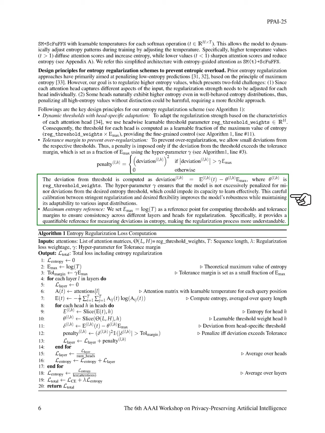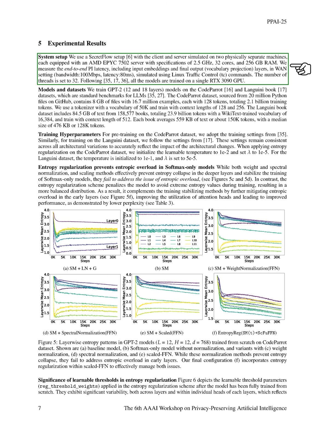Section: Experimental Results. In this section, we present our experimental results. We set up our experiments using a secret flow configuration, simulating the client and server on two separate machines, each with an AMD EPYC 7502 server featuring a 2.5 GHz processor, 32 cores, and 256 GB of RAM. We measured the total latency for processing, including input and output layers, in a wide area network setting with a bandwidth of 100 megabits per second and a latency of 80 milliseconds, using Linux traffic control commands. We utilized 32 threads for our operations and trained all models on a single RTX 3090 GPU.